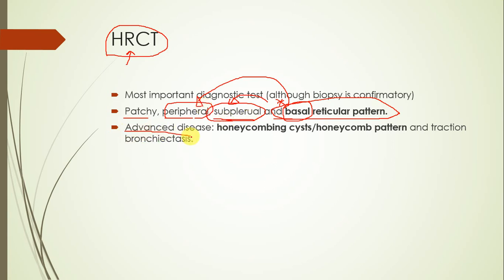And in advanced disease, you will see the honeycomb pattern, which may be called the honeycomb cyst. And there would be some traction bronchiectasis, which means that fibrotic bands actually pull the airways from all the sides, leading to enlargement of the air spaces, enlargement of the bronchus, which is called traction bronchiectasis. And the honeycomb cyst typically looks like this. So you know the honeycombs, so it would be looking kind of like this. So simply a honeycomb.